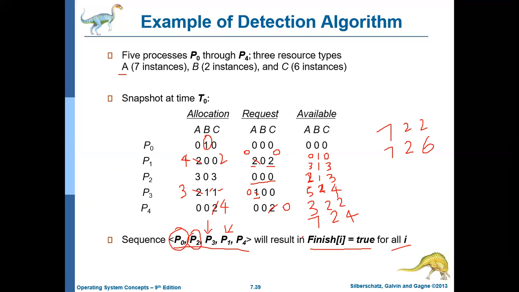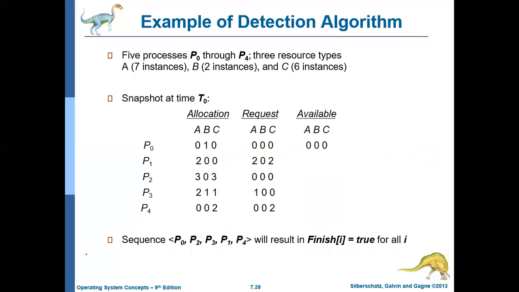So finish of i is true. Okay, so this is a safe sequence. So finally you can check this. There are 7, 2, 6. It means 7 instances of A, 2 instances of B, and 6 instances of C. So that is the original count available with the operating system. Right, so this is how the detection algorithm works.